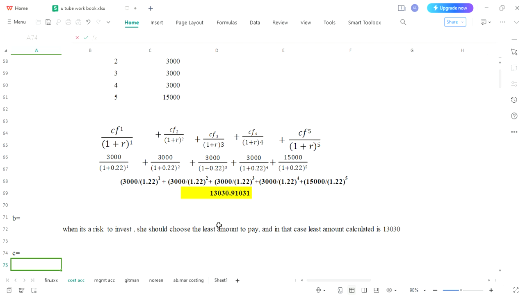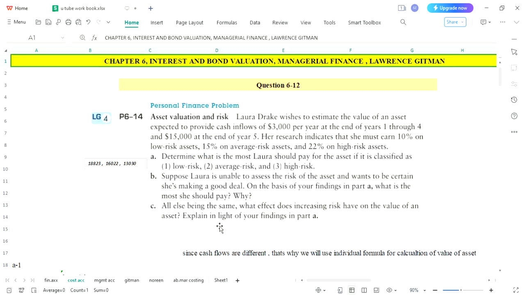Let's get back to the question, and here we have C part. All else being the same, that means your rates are same, your cash flows are same, what effect does increasing risk have on the value of an asset? You can see at low risk value was 18,000, at average risk value was 16,000, at high risk the value was 13,000. In other words, as you are increasing your risk, the value of the asset has decreased. This is the simple thing we have learned. These are answers of value of assets.